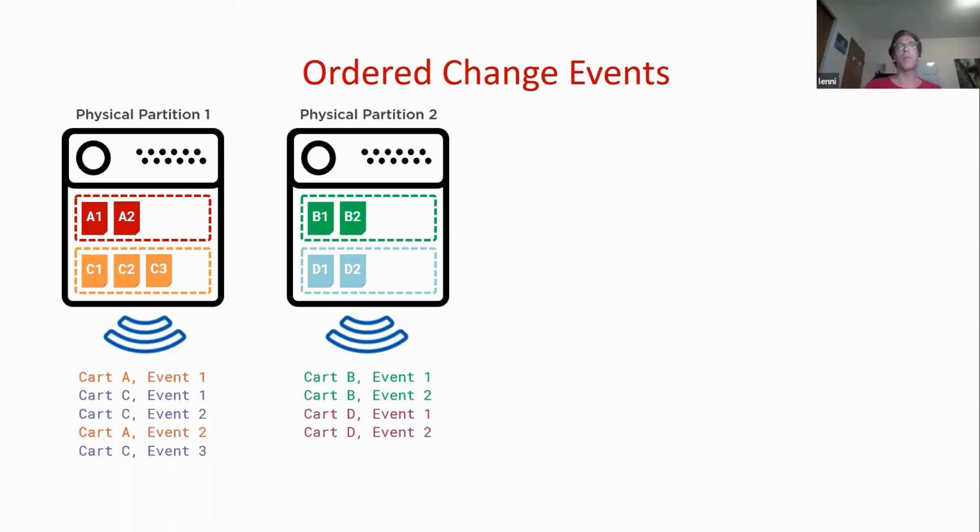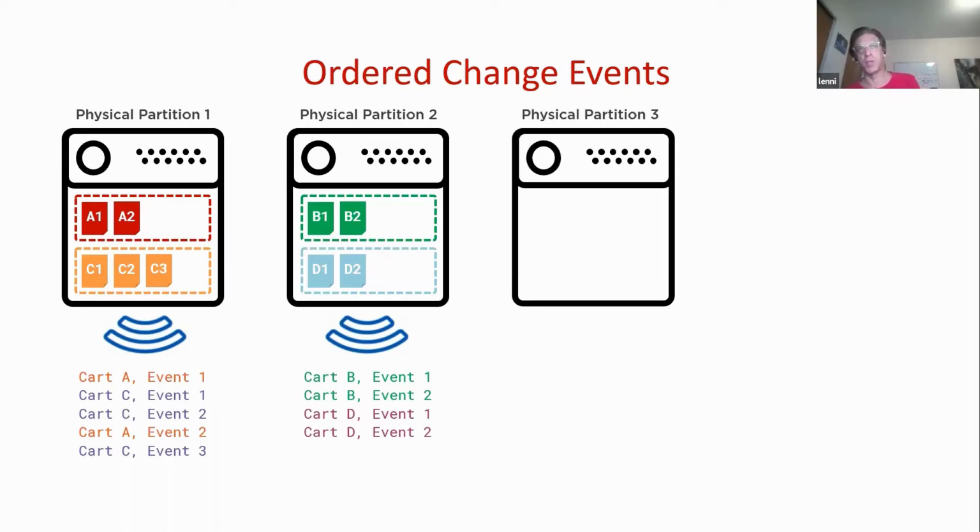Within cart A and within each individual cart, the events are in sequence. What happens at some point is that Cosmos DB is going to split a physical partition because it has become too full, either data or throughput or both, depending on the throughput that you've provisioned. Cosmos DB will determine it needs more processing power and will spin up a physical partition and essentially split one of the other physical partitions without disturbing the others.